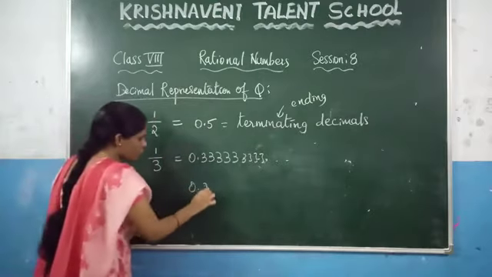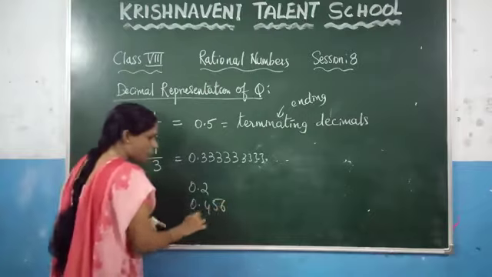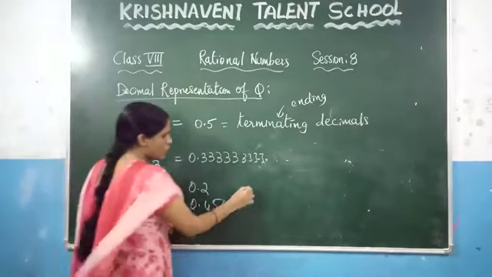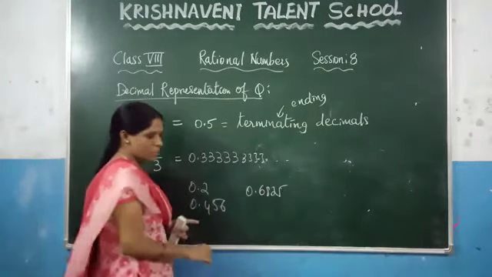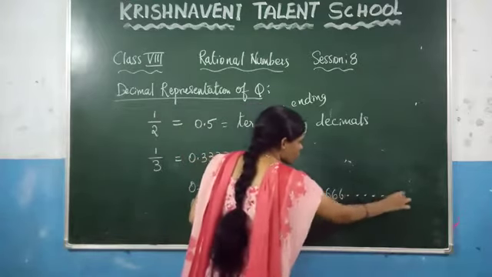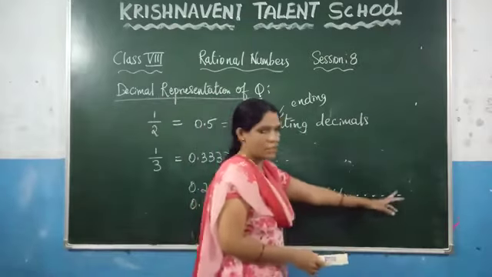Consider 0.2. It is a terminating decimal. 0.456 is also a terminating decimal because after the decimal point, it has an end. Consider 0.6825. It is also a terminating decimal. Now consider 0.666 and so on. Here it is a non-terminating decimal because it does not have any end.